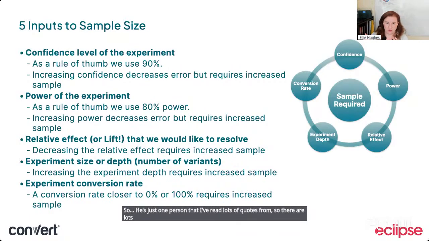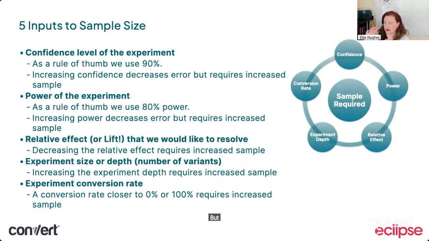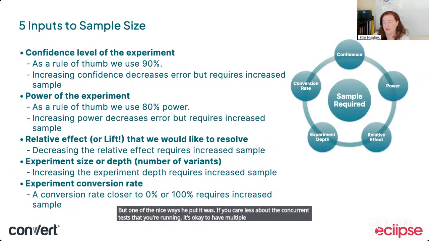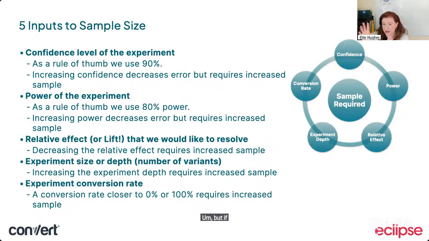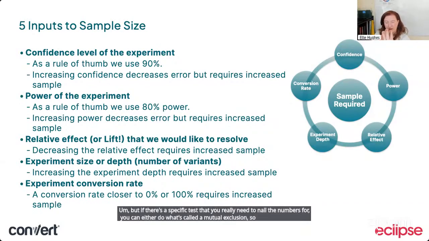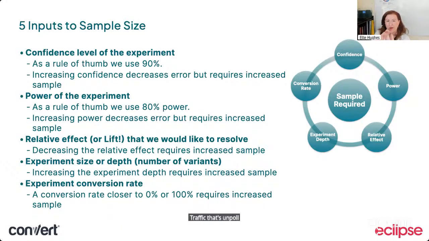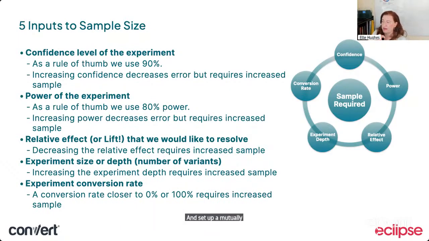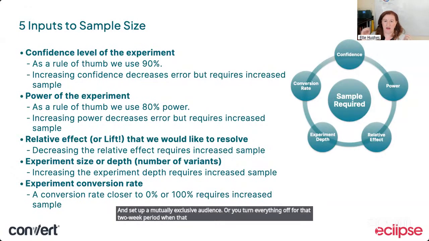So there are lots of other schools of thought as well. But one of the nice ways he put it was, if you care less about the concurrent tests that you're running, it's okay to have multiple tests running at the same time. But if there's a specific test that you really need to nail the numbers for, you can do what's called a mutual exclusion. So that test gets its own traffic that's unpolluted all on its own, and then you let all the other tests go into another set of traffic. So you define it at audience level and set up a mutually exclusive audience, or you turn everything off for that 2-week period when that test is running and you let all traffic go into just that test.